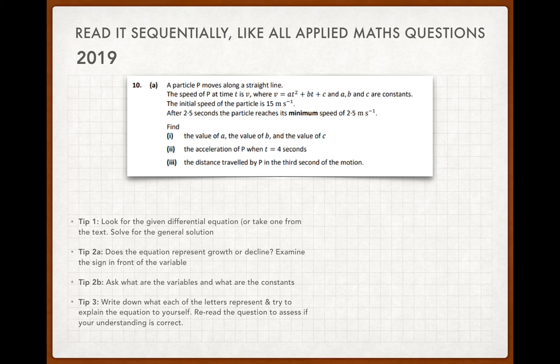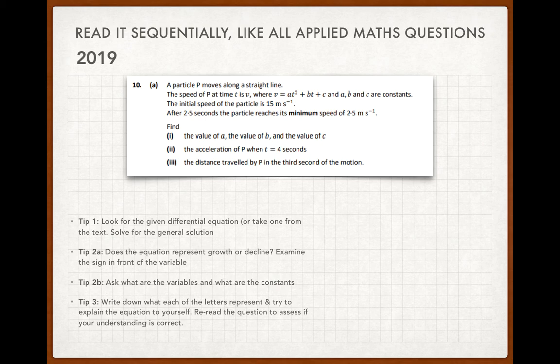Okay, so a particle P moves along a straight line. The speed of P at time t is v, where v is given by that equation. a, b, and c are constants. The initial speed is 15 meters per second. That means that when t equals 0, the u value, or the velocity when t equals 0, is equal to 15 meters per second. And then we're told after 2.5 seconds, the particle reaches a minimum speed of 2.5. So when t is equal to 2.5, we'll have the smallest v value.